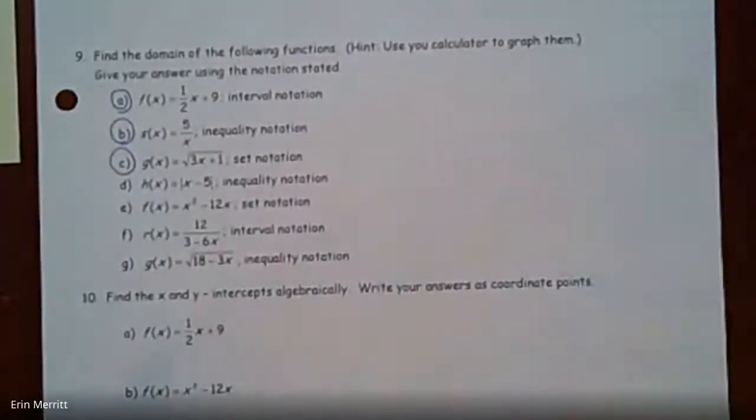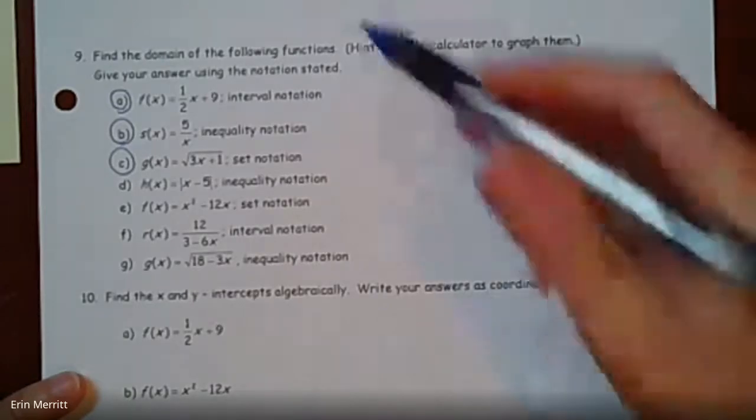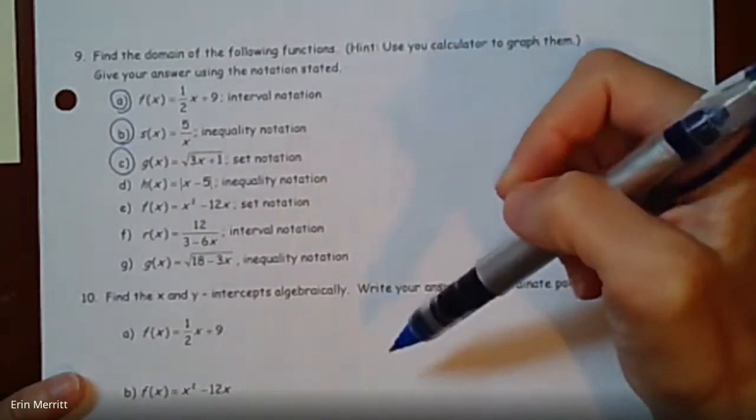For number 9, find the domain of the following functions, saying use your calculator to graph them. Sometimes it helps to see it graphically to know. And then give your answer using the notation stated. The day that we talked about restricted domains, there are a bunch of functions that are unrestricted. So don't go making up restrictions if there aren't any.